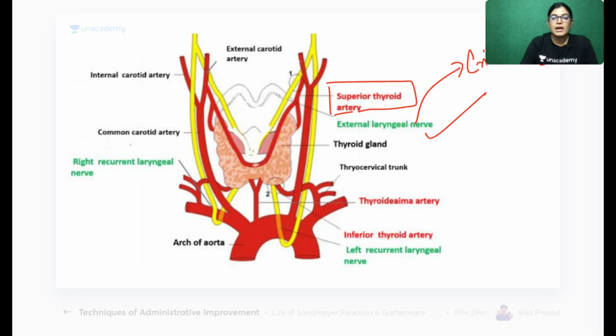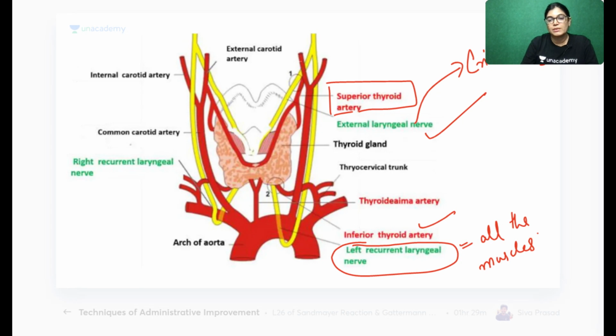My dear students, now when the inferior thyroid artery is injured, the nerve which lies in close association with the inferior thyroid artery is the recurrent laryngeal nerve, and it will injure all the intrinsic muscles of the larynx. And when the intrinsic muscles of the larynx are injured, the posterior cricoarytenoid muscle will also be injured.